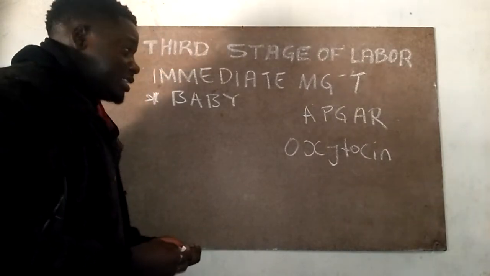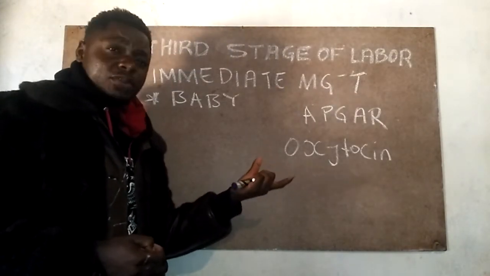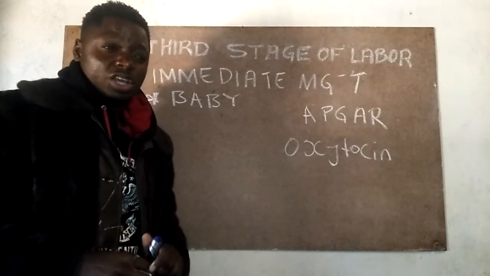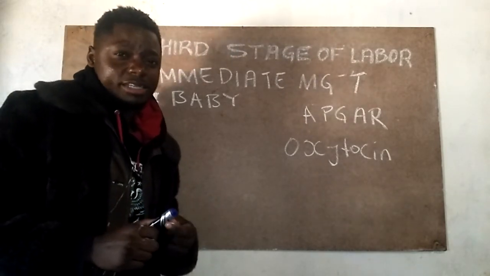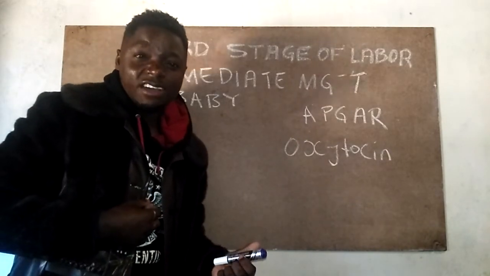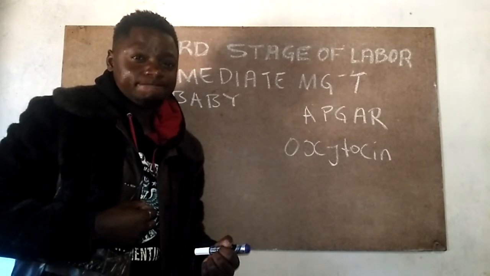Those are some of the things that we need to do for the baby. And the other thing that you need to do, don't forget to show the baby to the mother. So when the baby is born, you carry the baby and show it to them. Ask them, what child is this? Is this child a male or a female? And you should allow them to say it.